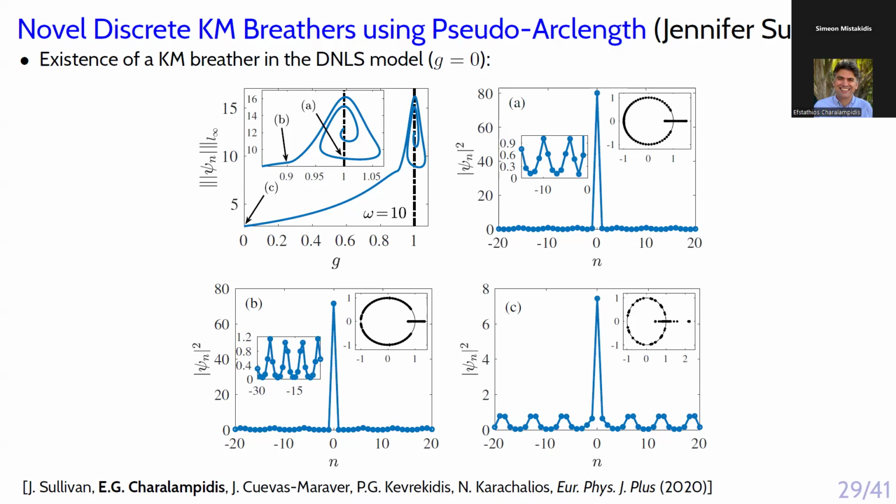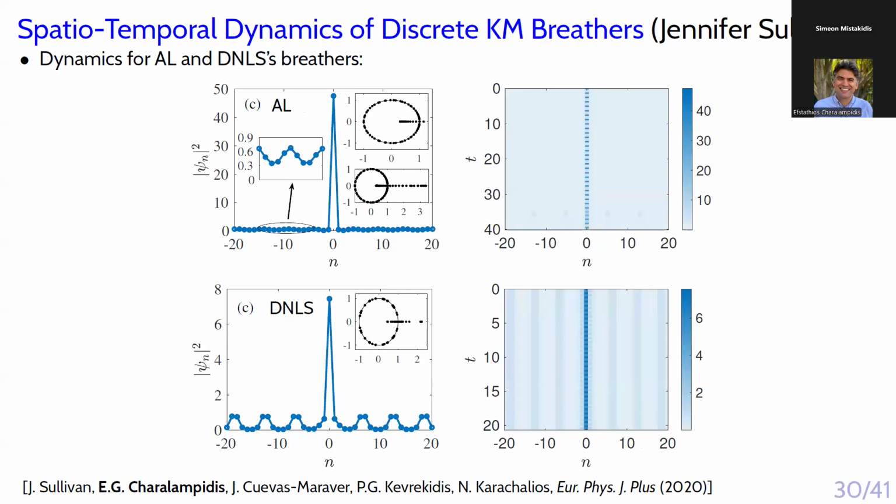This has never been reported. Now, all those solutions are unstable. Here in those insets, you may wonder, those are called the Floquet multipliers. Those are the eigenvalues of the so-called monodromy matrix. If you have any eigenvalues outside the unit circle, those solutions are unstable. So in all those cases, those solutions are unstable.